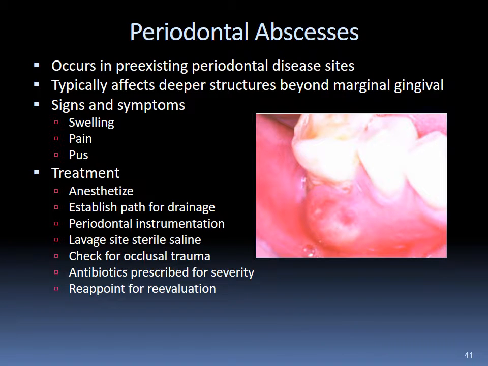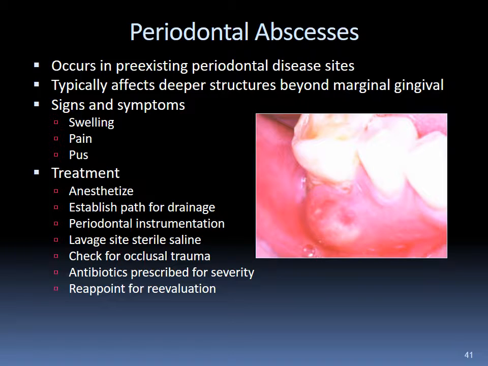Periodontal abscesses occur in pre-existing periodontal disease sites. They typically affect deeper structures of the periodontium beyond the marginal gingiva. Signs and symptoms include swelling, pain and pus. Treatment requires anesthetizing the area to establish a path for drainage.